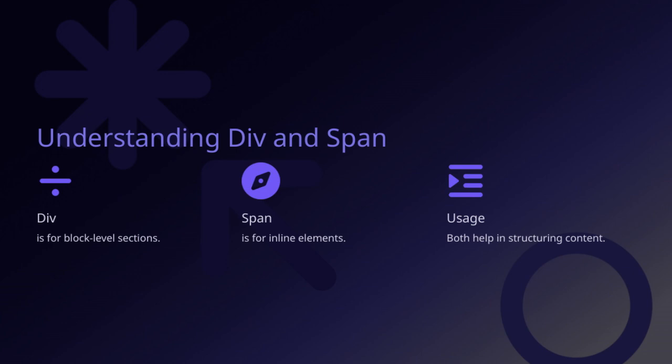For this content slide, I want to emphasize that span is typically used when you need to style or manipulate small pieces of inline content without breaking the flow. Div, on the other hand, is used for larger sections. Think of it as a container that groups related elements together. This distinction is crucial because it affects how your content displays and interacts on the page.